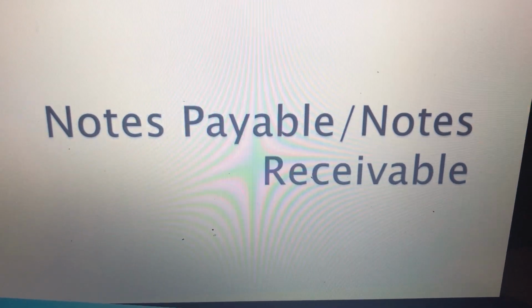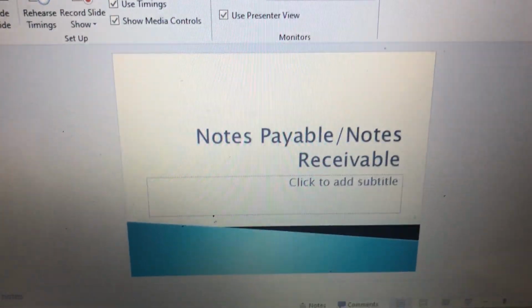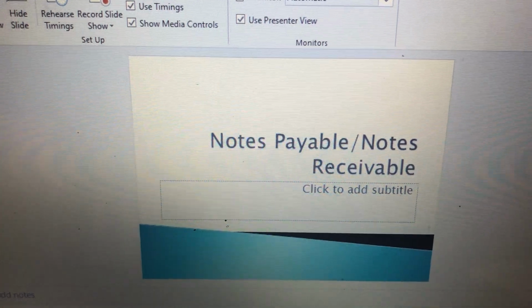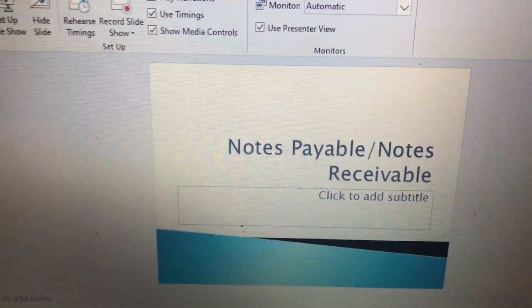Good afternoon, students. Today we want to look at notes payable and notes receivable, and we want to look at this from the perspective of the borrower and the lender. So what you need to do here is to go to your PowerPoints, which are on Blackboard, find them, pull them up. Then right below that, you'll find the homework problem.